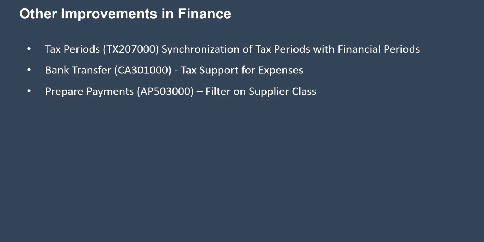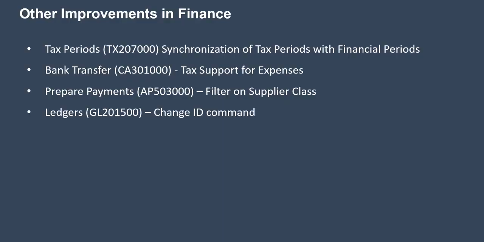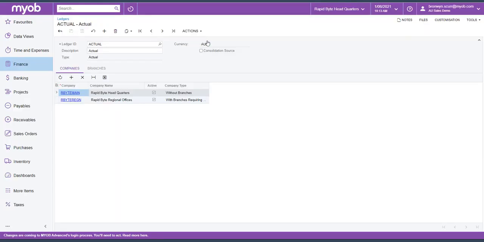A change has been made to the Prepare Payment screen so that you can filter based on a supplier class field. Just a note though, the implementation of this functionality may affect custom generic inquiries, customization projects, import and export scenarios and API integrations, so you should refer to the MYOB Advanced 2021.1.1 Technical Release Notes for full details. A Change ID command has been added to the Ledgers screen.